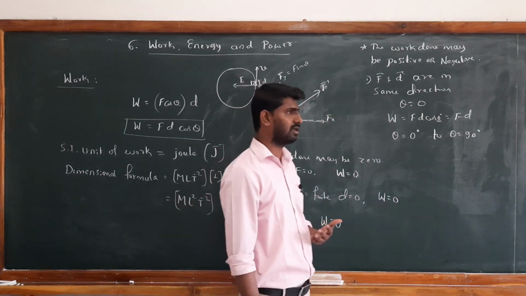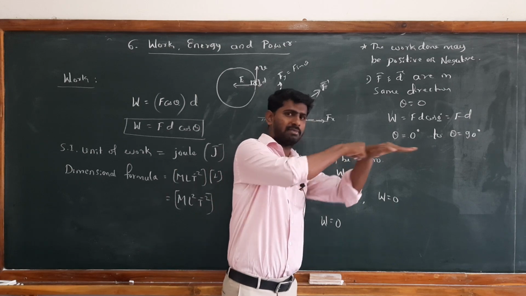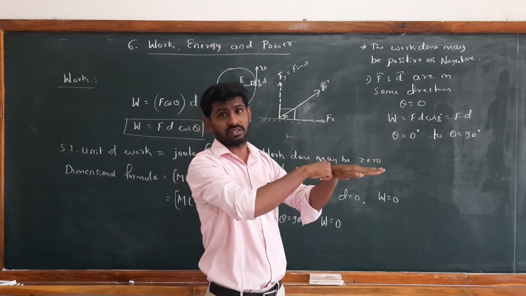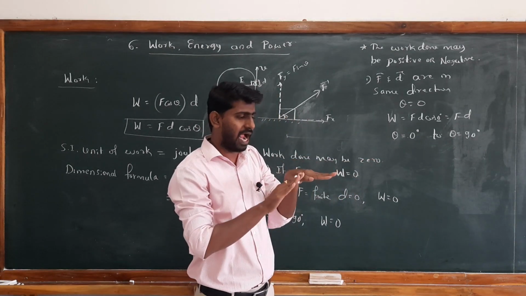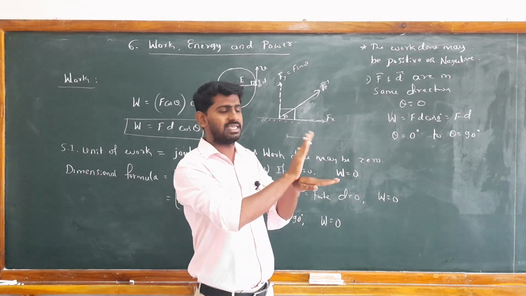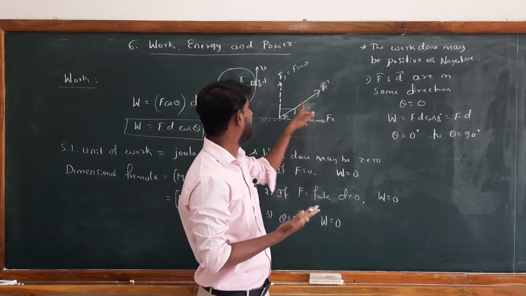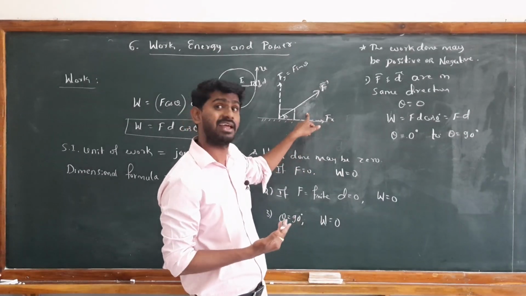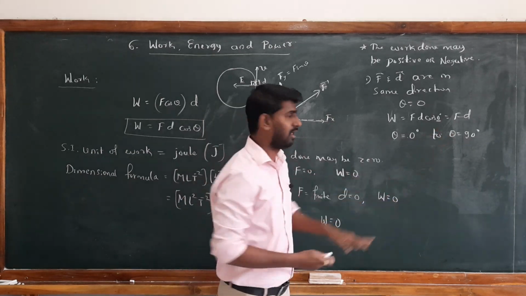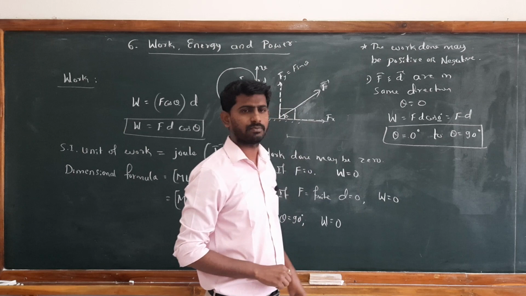Suppose the body is moving in this way and you are applying a force in the same direction, then we say this is positive work done. If the body is moving here and our applied force is here at an angle theta less than 90 degree, then also you can get the positive work done. So this is the condition for positive work done.